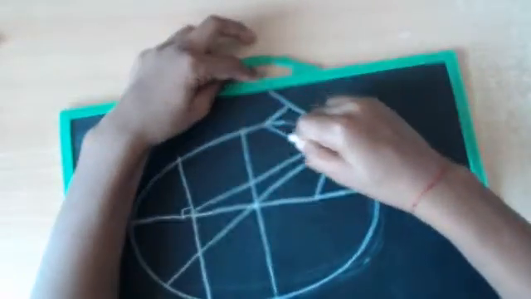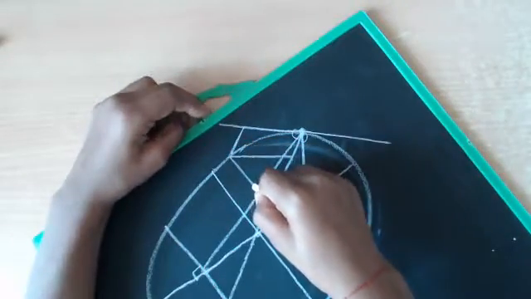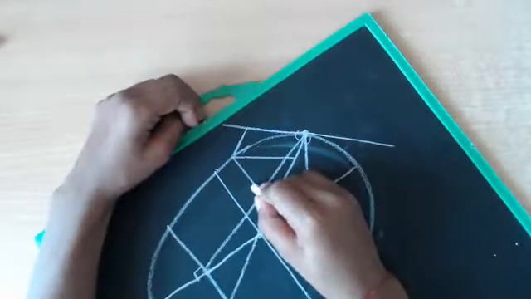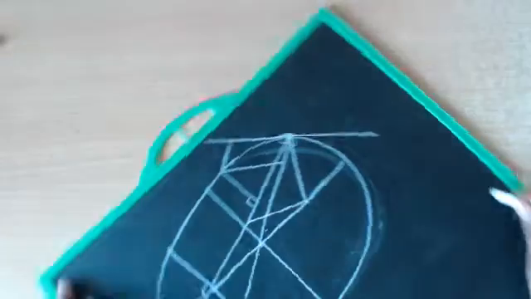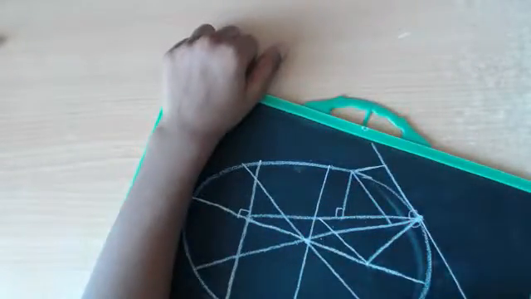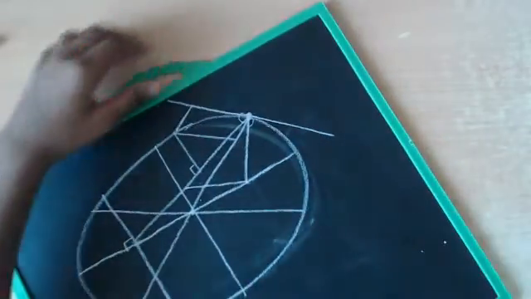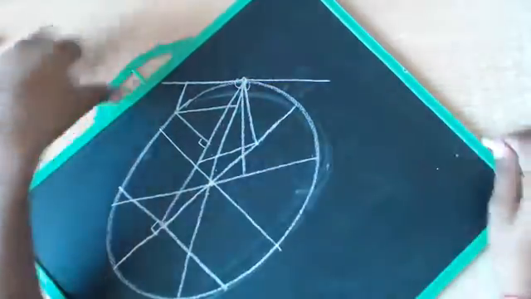Now let us draw a line parallel to the tangent, and now let us draw a line perpendicular to this line. Now let us draw a line parallel to the tangent, and the line passing through the center and parallel to the tangent. Now let us draw a line perpendicular to this diameter.